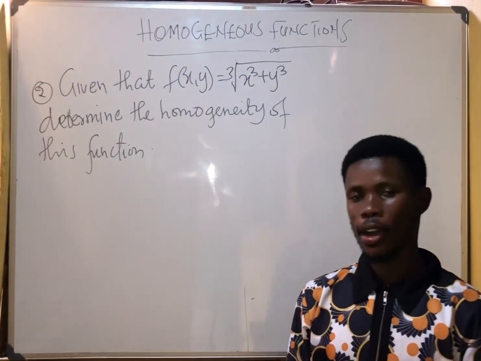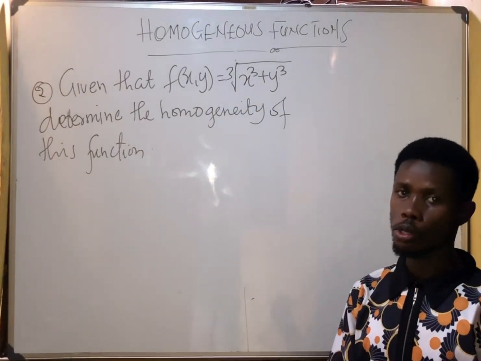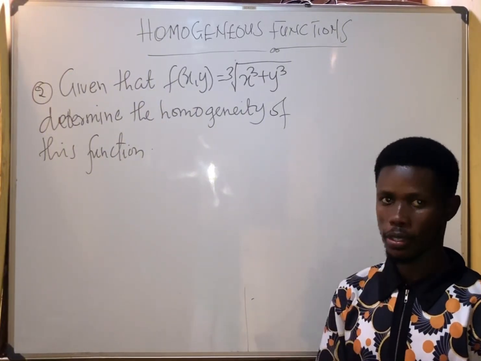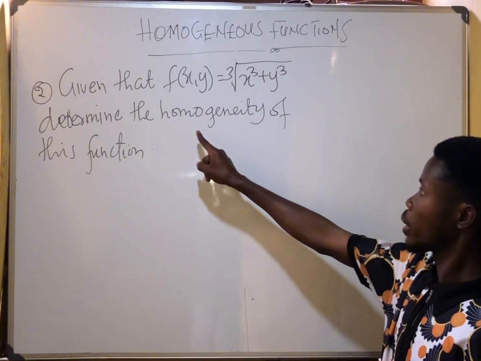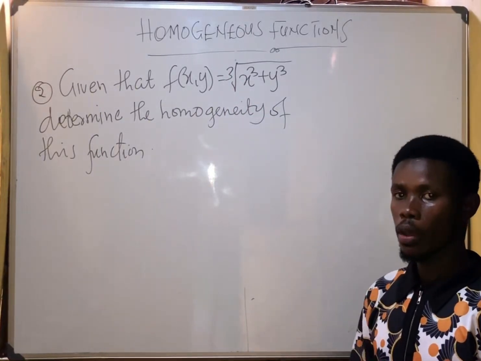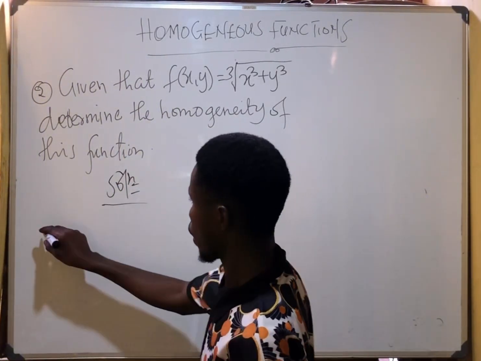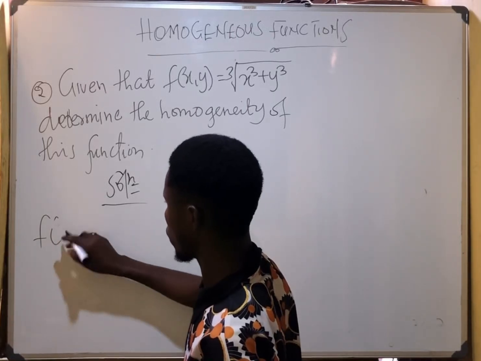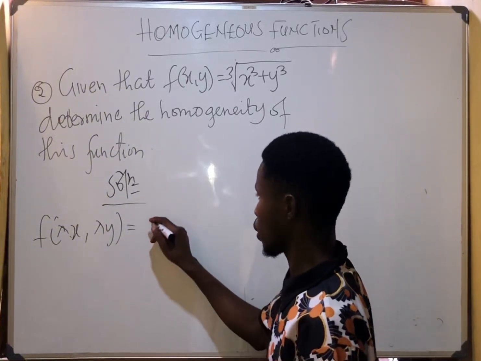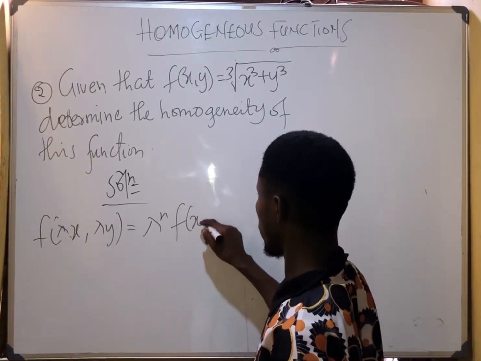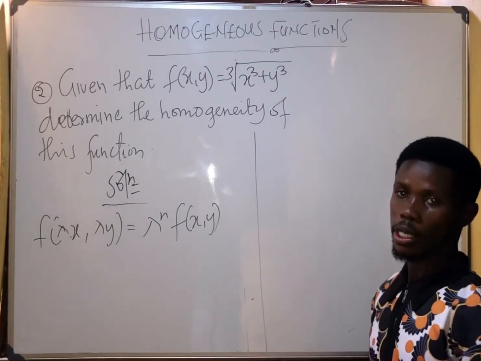Okay, so now let's look at our next example. Given that there is a function, please remember we are dealing with a homogeneous function, not a homogeneous differential equation. So given this function, determine the homogeneity of this function. By definition, f of lambda x, lambda y should give us lambda to the n of the function f of xy. Is that okay? So this is by the definition.